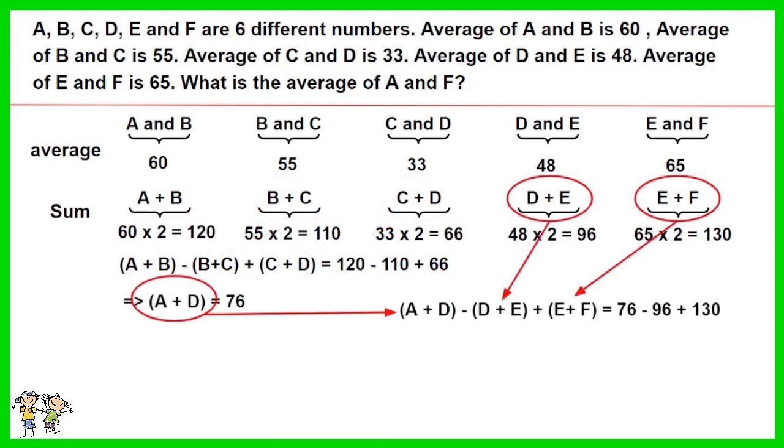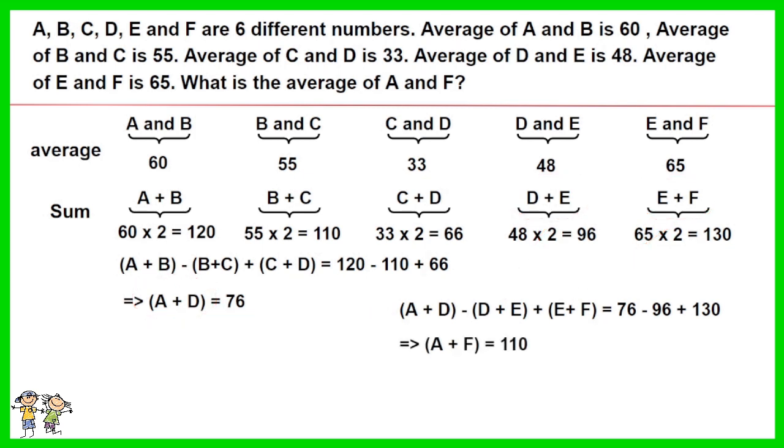Using the combination of A plus D, D plus E and E plus F, we derive the sum of A plus F, which is 110. As such, the average of A and F is 110 divided by 2, which is 55.